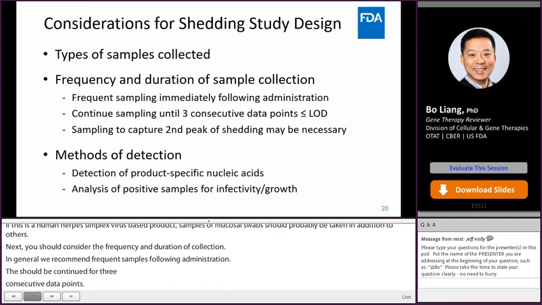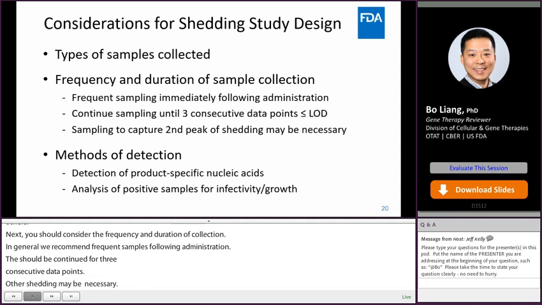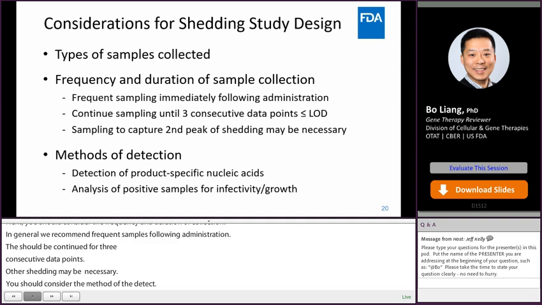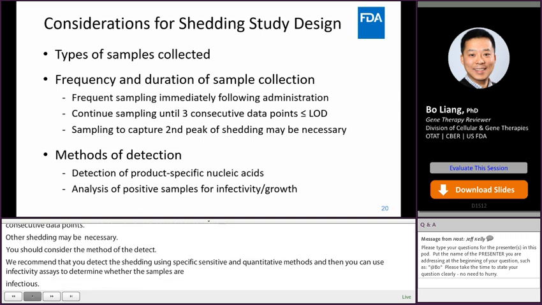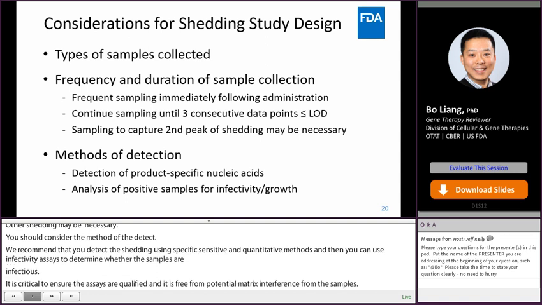Last, you should consider the method of detection. We recommend that you detect the shedding using a specific, sensitive, and quantitative PCR-based method, and then you can use infectivity assays to determine whether those PCR-positive samples are infectious. It is also critical to ensure that the assays are qualified and free from potential matrix interference from the samples. And the samples should be stored and shipped appropriately according to established procedures.